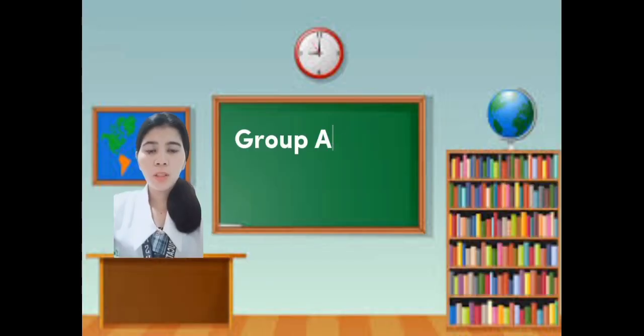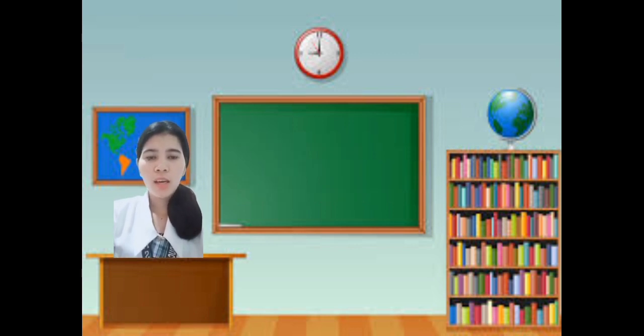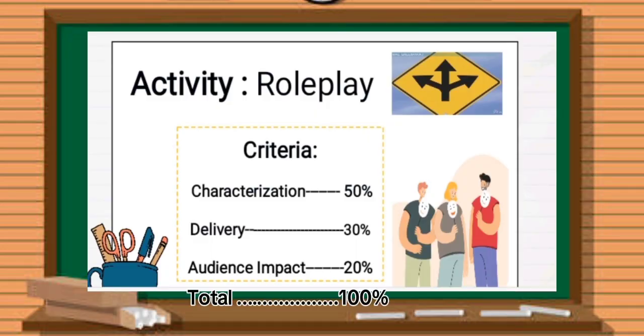Okay, now we're going to have a role play. I will divide the class into 4 groups, and each group will have different tasks to perform. You will be given 15 minutes to prepare and then present your role play in class. So this will be our criteria, or our rubric, in grading your performance. Characterization 50%, delivery 30%, audience impact 20%, with a total of 100%.